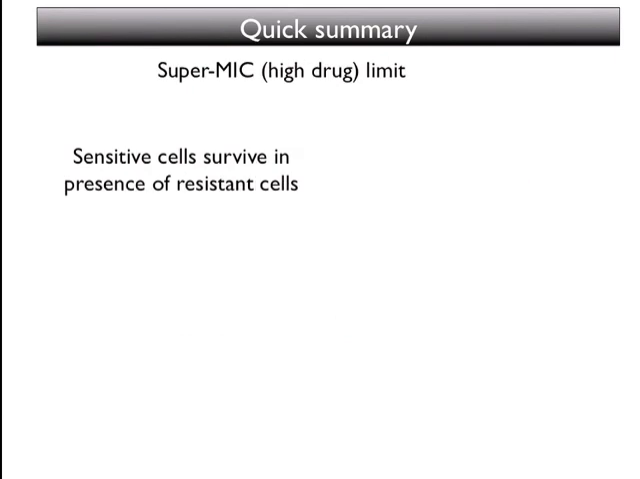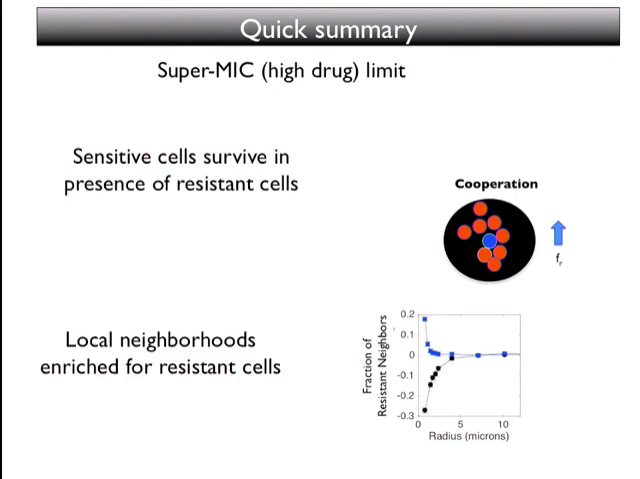And then in the really high drug limit, what I've shown you is that sensitive cells, first of all, survive way above the drug limit where they normally would as long as resistant cells are around, and then they appear to have these local neighborhoods that are enriched for resistant cells. Okay? So I'm going to end with one more thing.